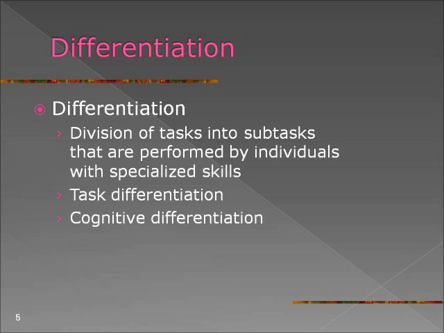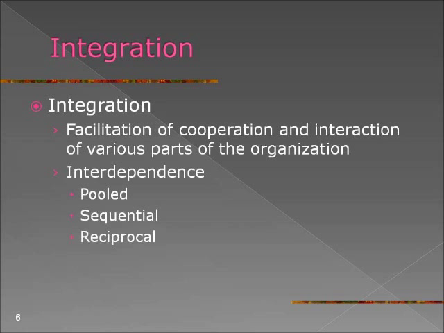A business must decide if it wants to differentiate based on the task or product offerings. Some companies may prefer to divide sectors that produce only one product each and have functioning marketing and accounting centers for each of those products. It's also the division of tasks into subtasks that are performed by individuals with specialized skills: the task differentiation and the cognitive differentiation.